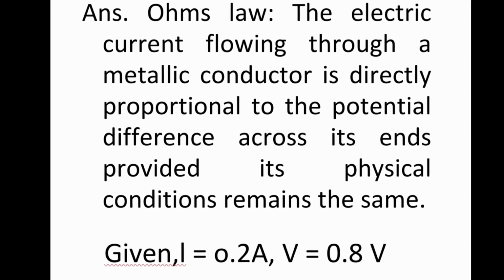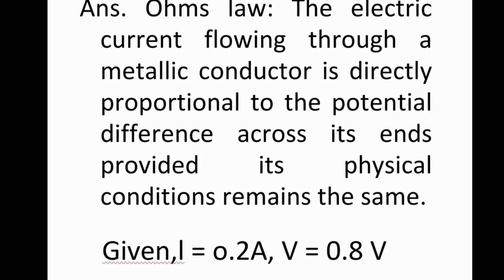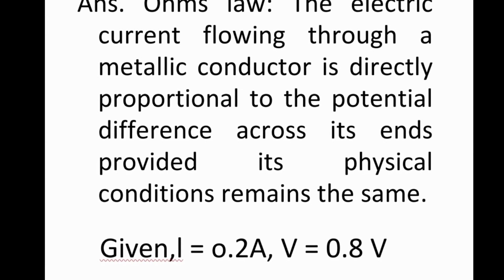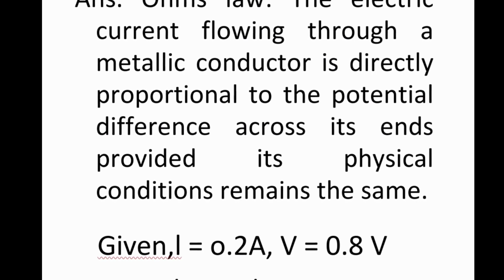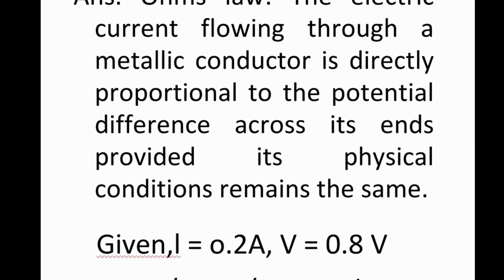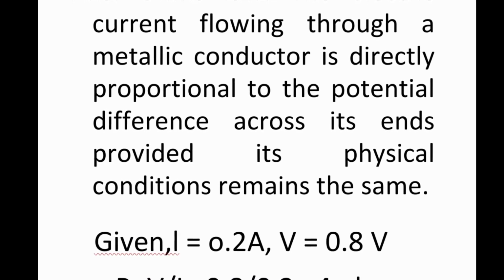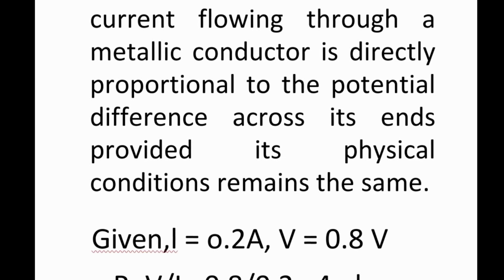Okay. Yes, how can we state Ohm's law? That is, the electric current flowing through a metallic conductor is directly proportional to the potential difference across its ends, provided its physical conditions remain the same. Right, that is, I is proportional to V. Now we have one more question, right? What is that? We have to calculate the resistance of the conductor.